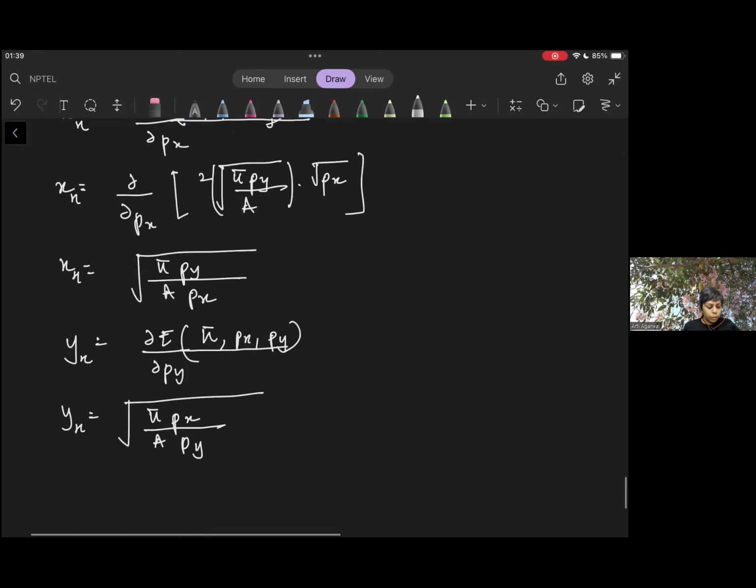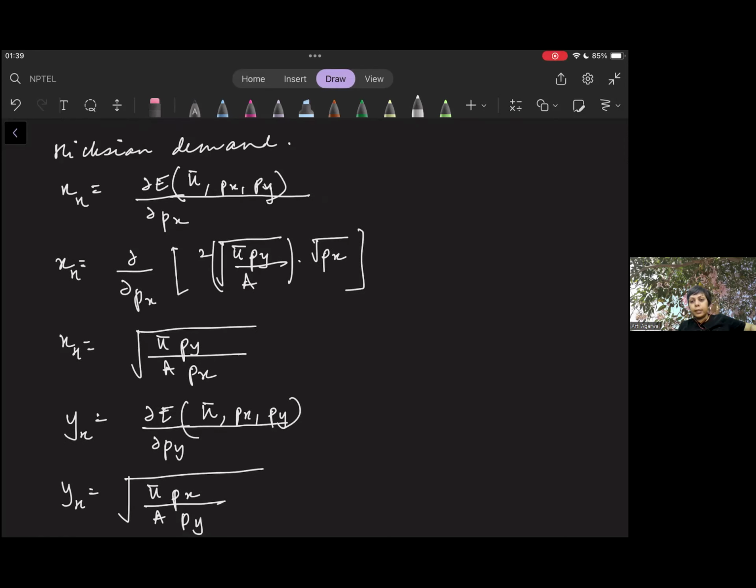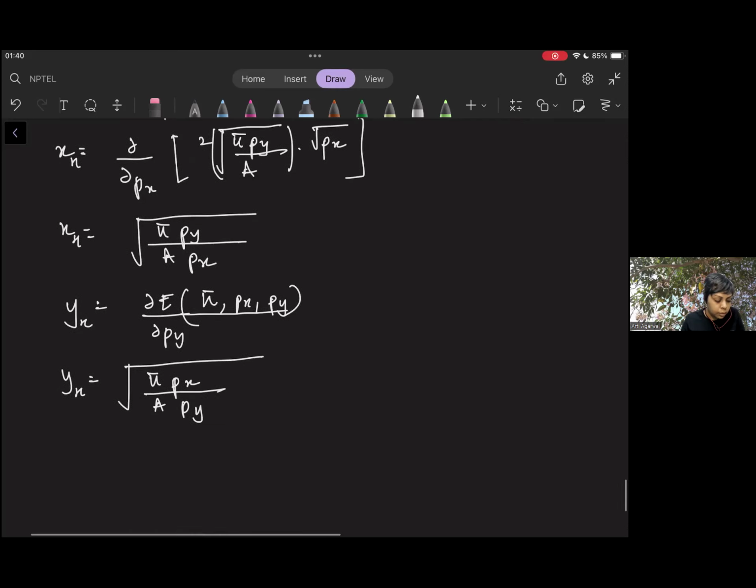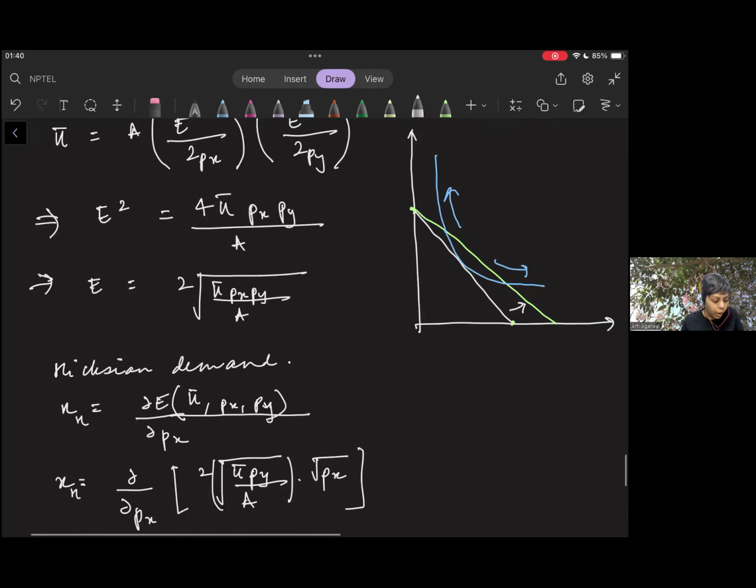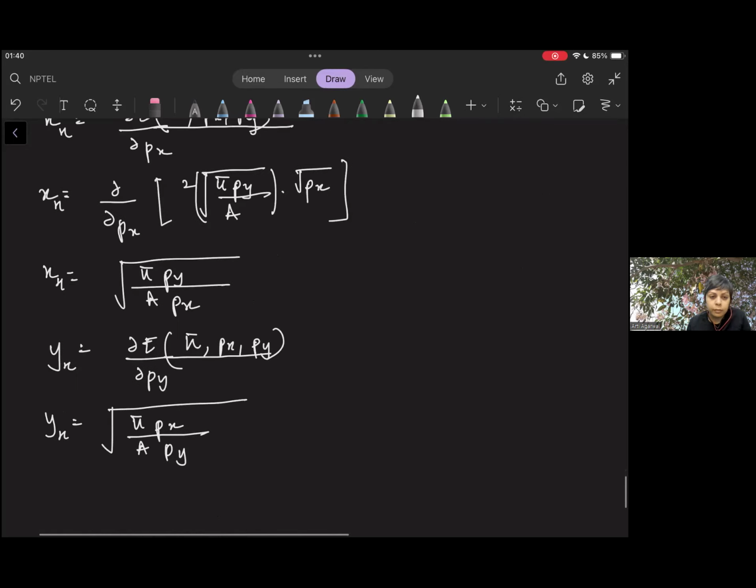So this is how you get the Hicksian demand functions for two goods. We're not going to discuss the case of more than two goods anyway, so this is just a pretty simple thing. And this is the method. You first get the expenditure function, and then from the function, you just take the derivative with respect to px and py, or p1, p2, whatever you're using, and that gives you the Hicksian demand function.